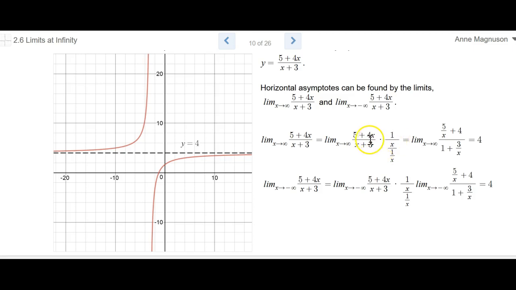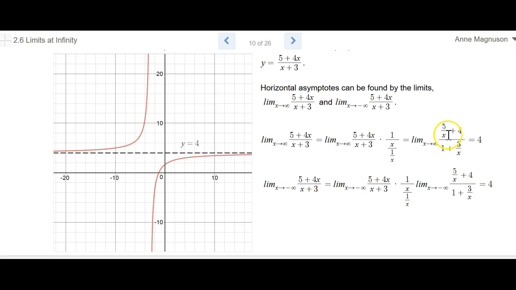So since x is going to infinity and minus infinity for a horizontal asymptote, we can perform this trick of multiplying the numerator and denominator by 1 over x. We don't need to worry about x being 0 because it's going to infinity and negative infinity, so we can do this. And when we multiply the numerator and denominator by 1 over x, we see that we have 5 over x plus 4 divided by 1 plus 3x.